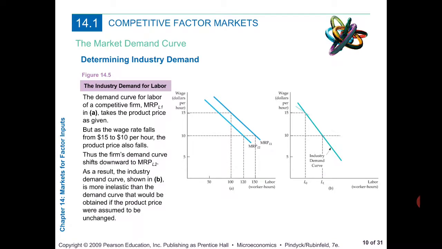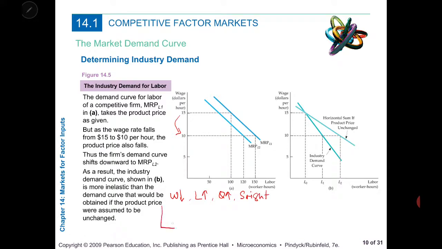I will show you what happens to A. When wage falls from 15 to 10, okay, the product price will fall, and it's easy to look at this way. If wage falls, then you'll hire more labor. Okay, then output will increase, and supply of output will shift right.